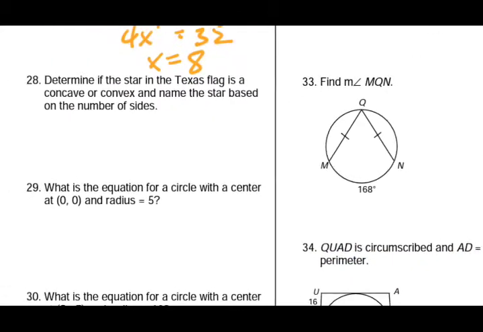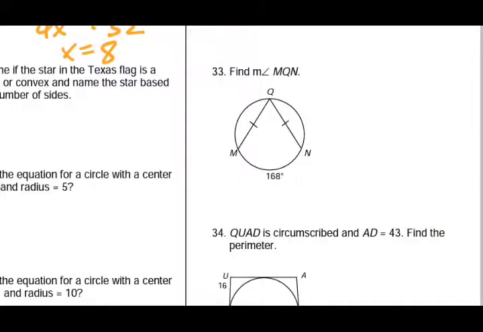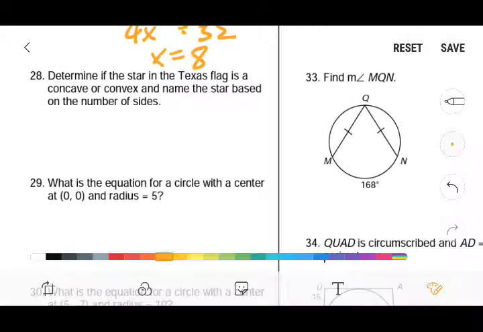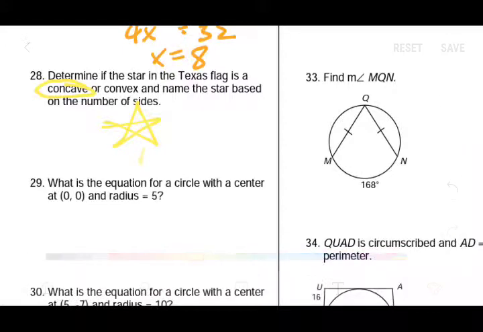Determine if the star in the Texas flag is concave or convex. Okay, well, the star, the sides go in, so it is concave. And it has 10 sides, so it's a decagon.